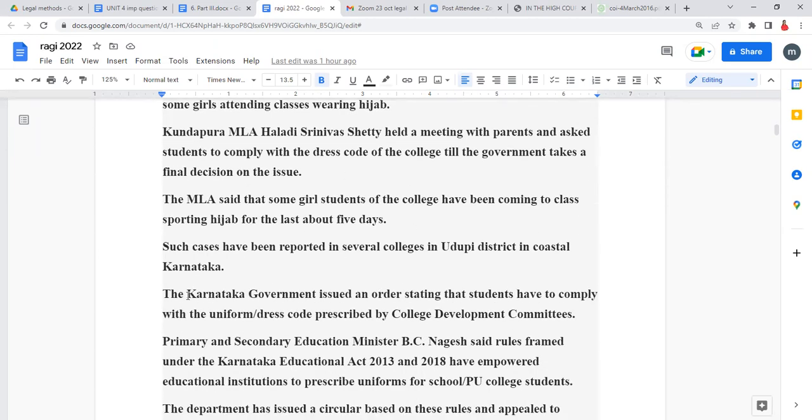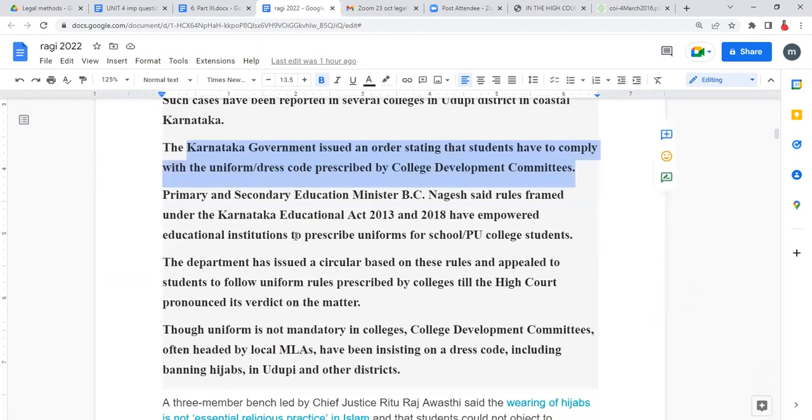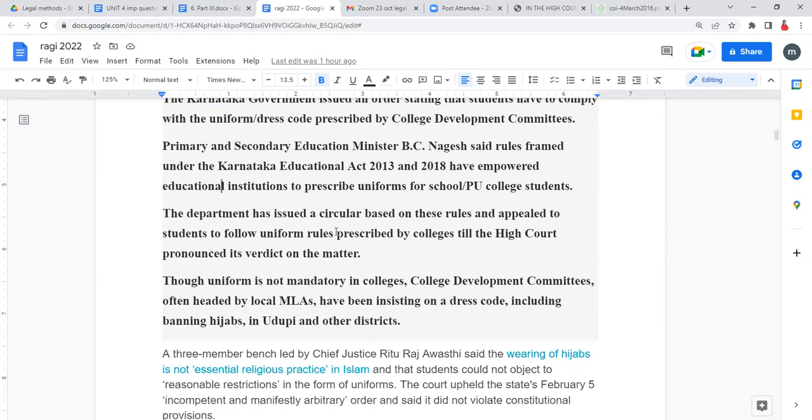During this time, while the case was still pending before the Karnataka High Court, the Karnataka government issued an order stating that students have to comply with the uniform or dress code prescribed by college development committees. So whatever is prescribed, they need to wear that only. College development committees have a right under the Karnataka Education Act 2013 and 18 to prescribe uniform, and whatever is prescribed, the students should wear to class. The Education Department also issued a circular based on the rules and appealed to students to follow the uniform prescribed by their college development committee until the High Court decides on the pending writ petitions.